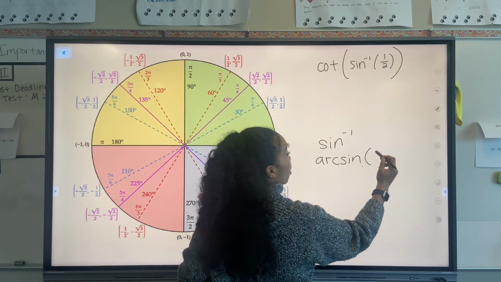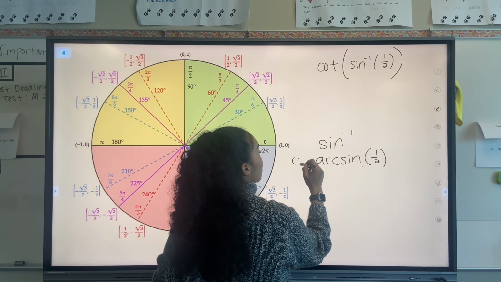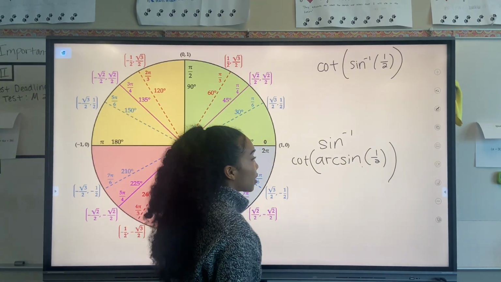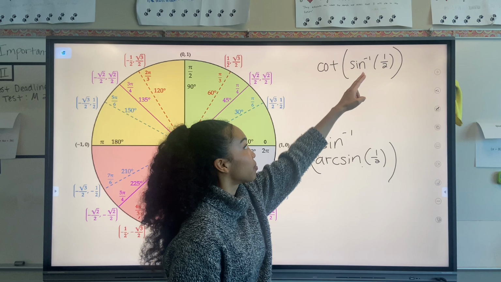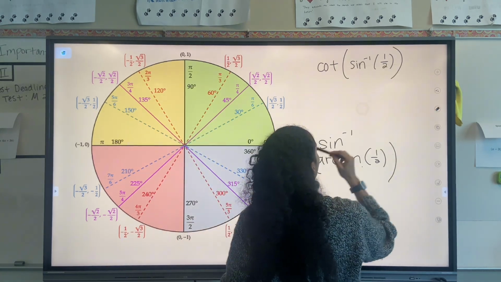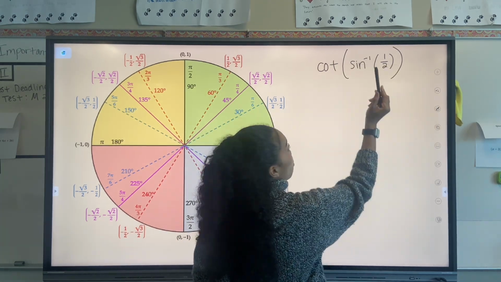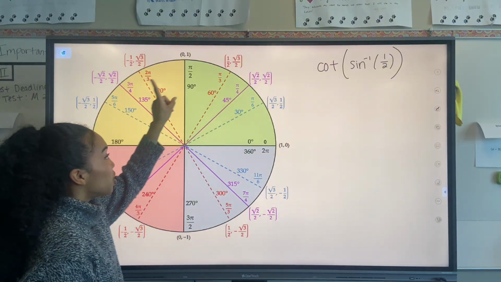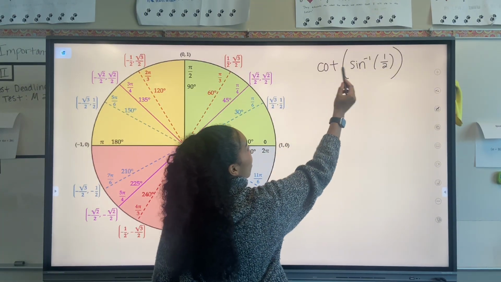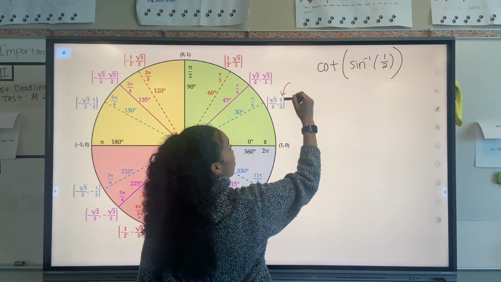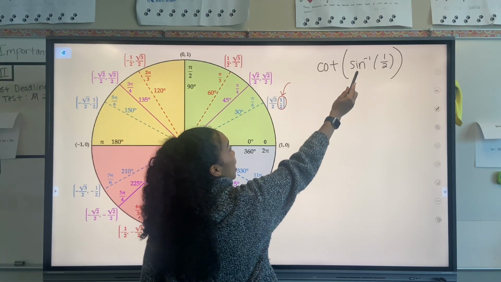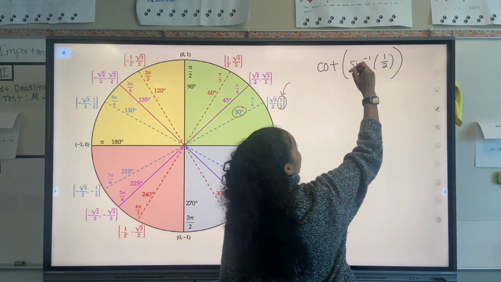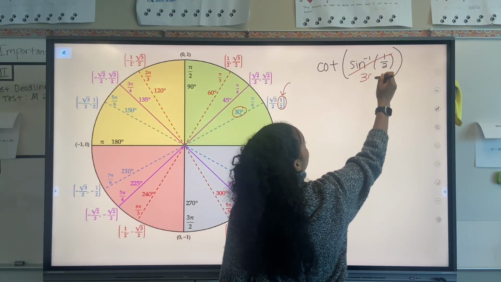So this problem can also be written as cotangent of arc sine of 1/2. Okay, this is also how it could be written. So let's go ahead and solve this problem. First of all, what angle is sine 1/2? Well, if I look at my unit circle, sine is always the y value. This is the y value 1/2. So sine is equal to 1/2 at 30 degrees. So I can cross this out and put 30 degrees.